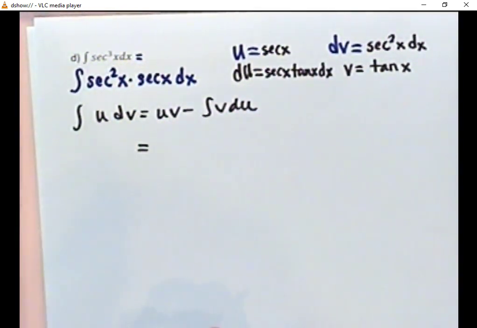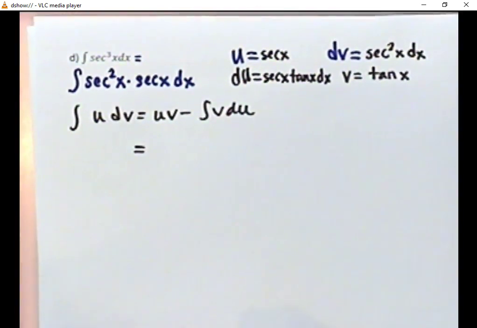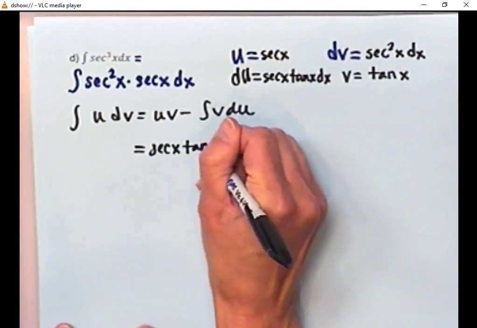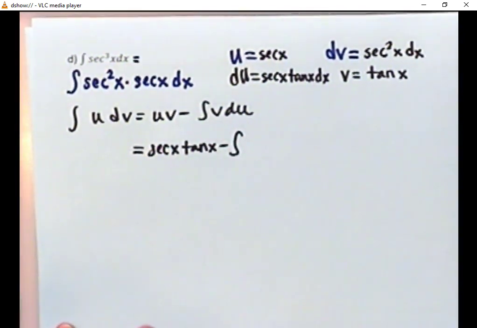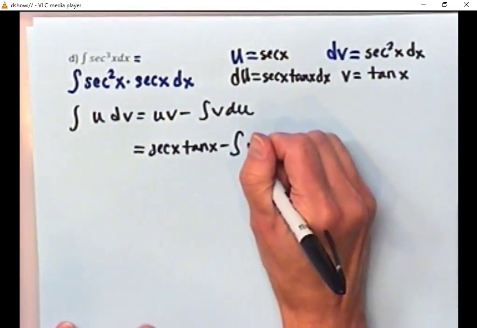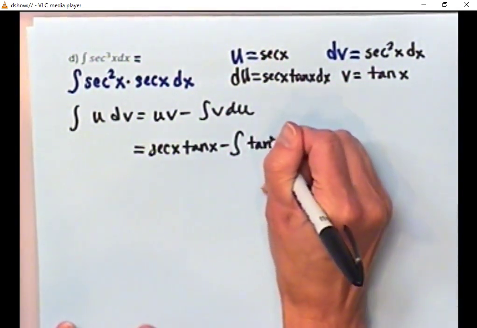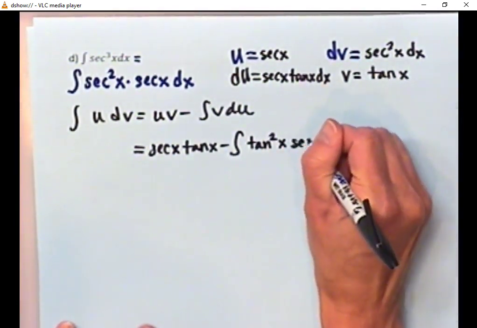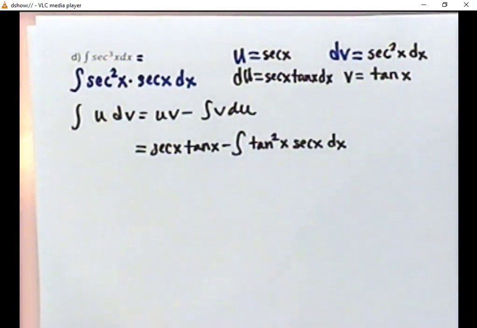So filling that in, u times v, what are we going to get here? Nathan, you want to help me with that? What's our uv going to be? Good. And then what will the integral be? The integral of what? That's right. So if you multiply these together, you get a tangent squared and then a secant of x dx.